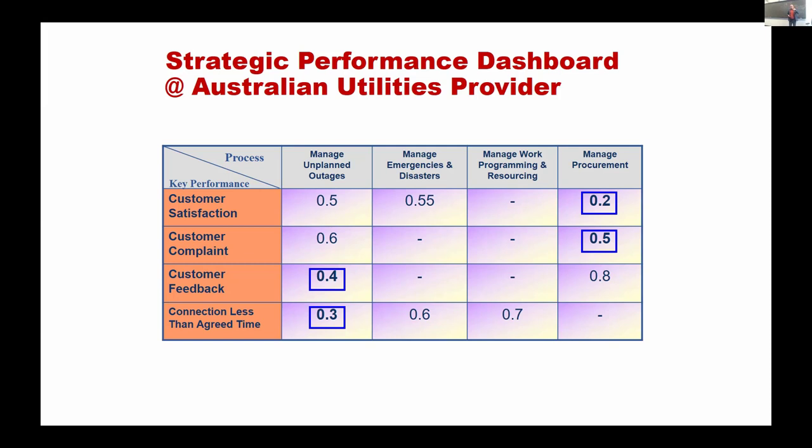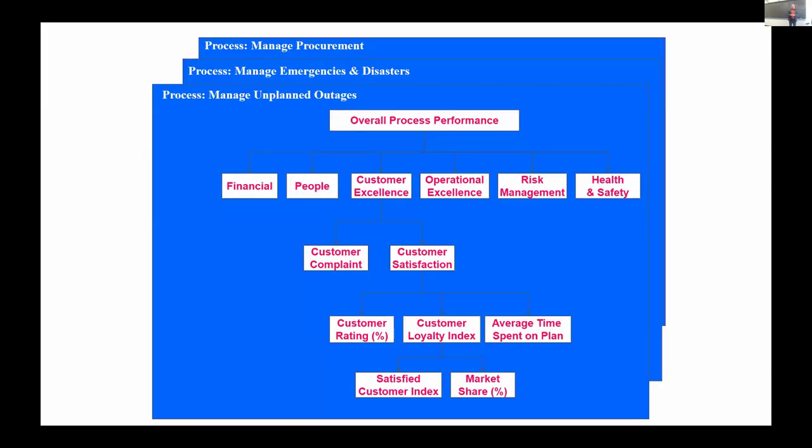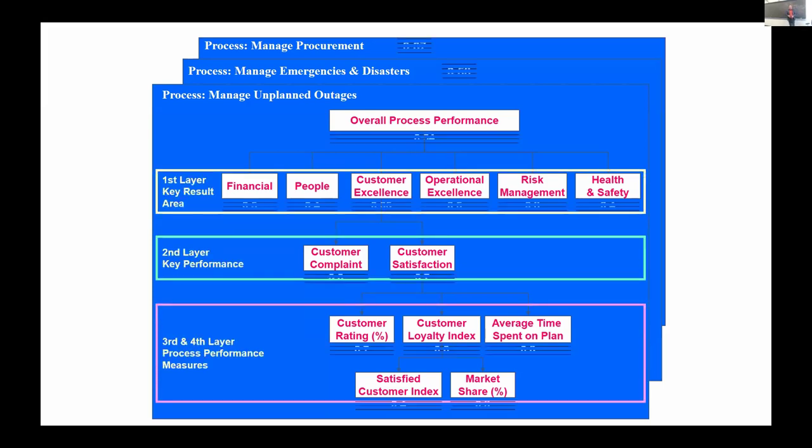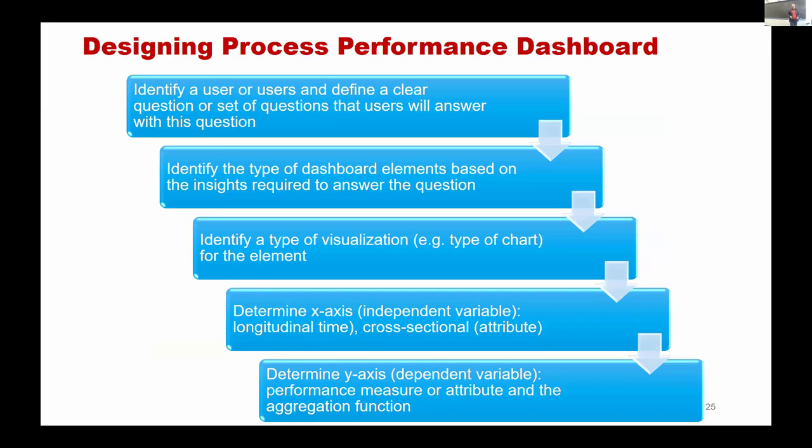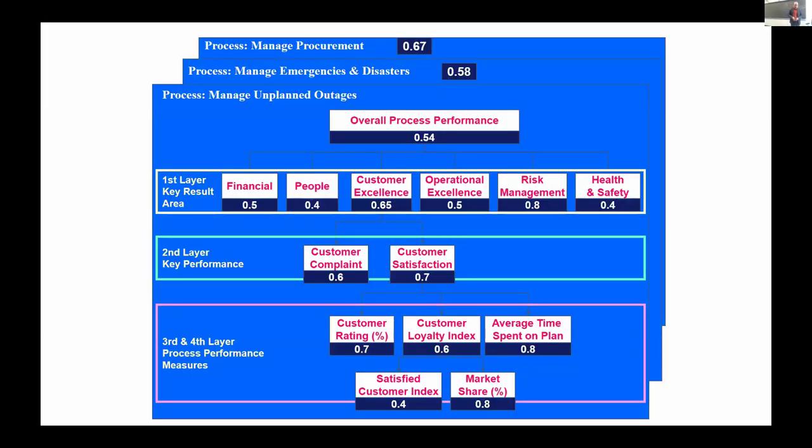And the way they do it, although we are not going to enter into details, is by defining for every performance area, like the high-level process performance areas, like people, financial performance, customer excellence performance, and refining it hierarchically until they get to performance measures that can be measured with data extracted by the underlying systems. Okay.